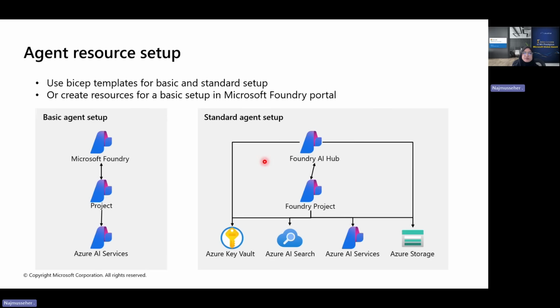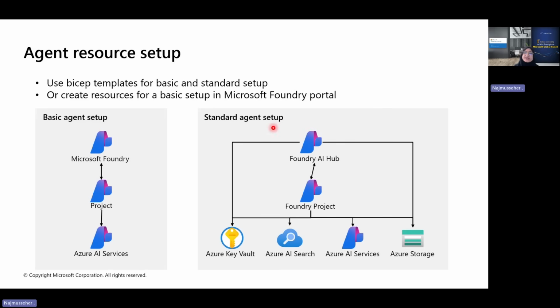Under the basic setup option, we have Microsoft Foundry. From that, you relate to a project, and then you can connect with Azure AI services. It is really good if you want to operate agents for learning purposes, for building small projects, or for any quick experimentation. For that, you always go with the basic agent setup.